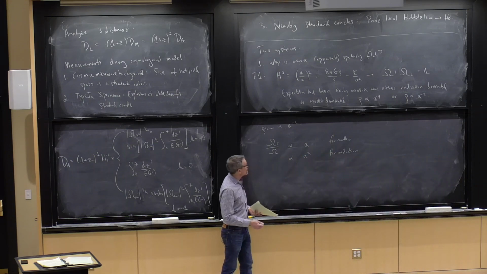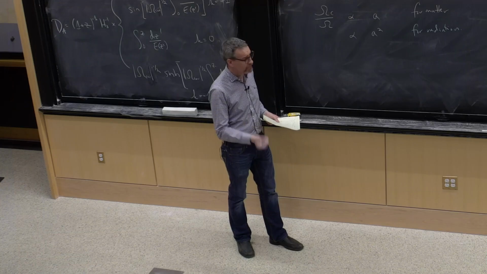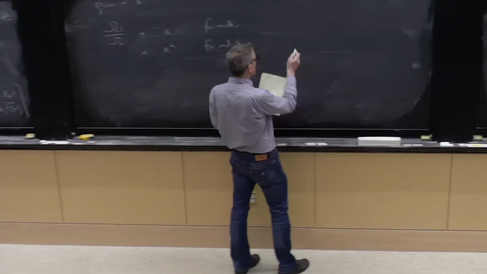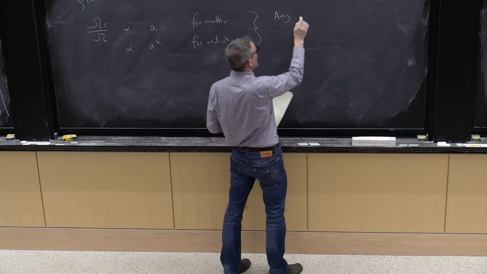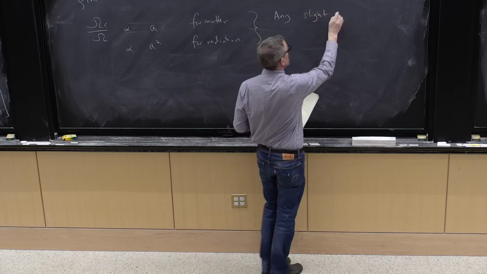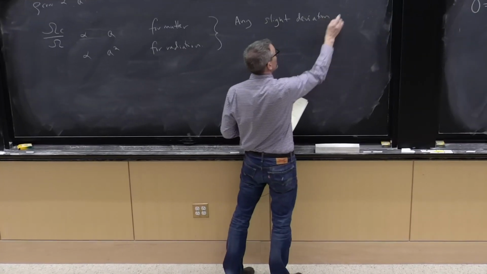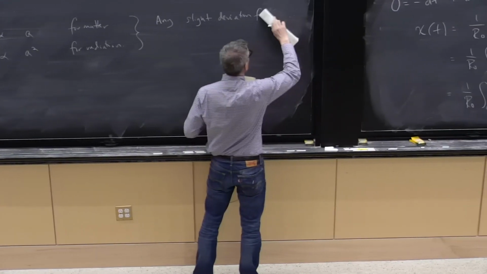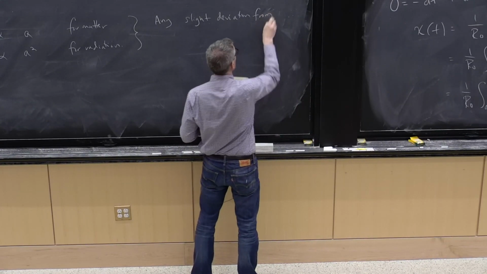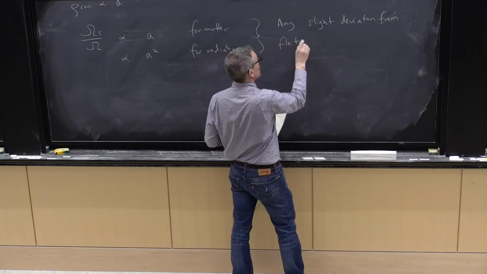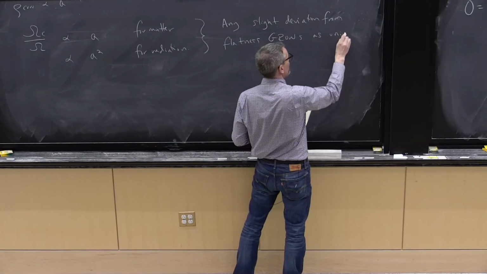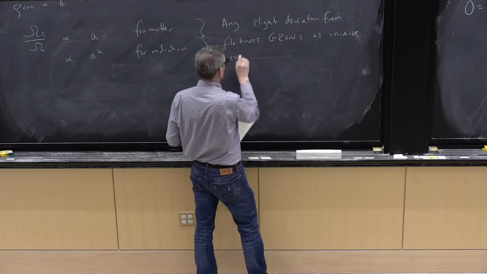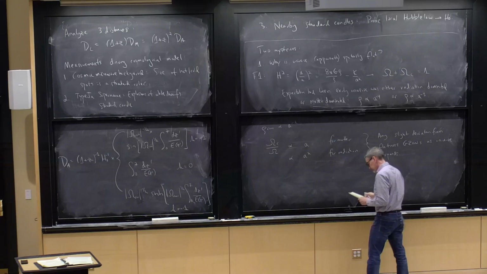Looking at it this way, imagine you have a universe that at early times is very close to being flat, but not quite. Any slight deviation from flatness grows as the universe expands. That's mystery 1.